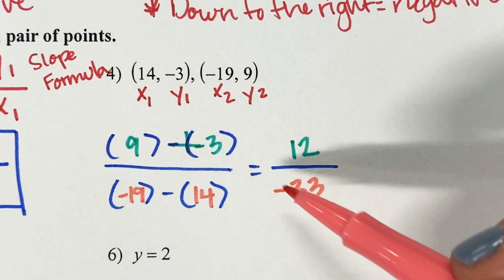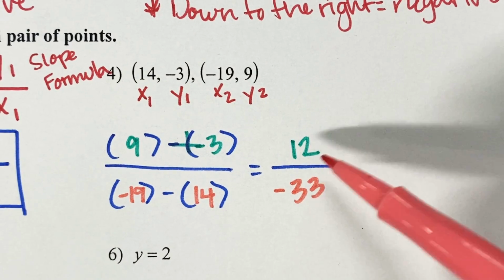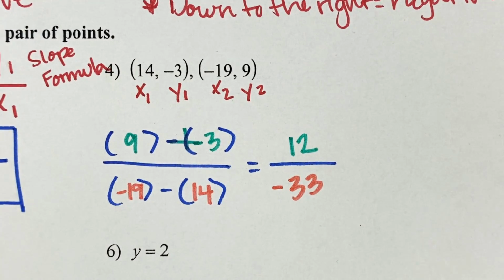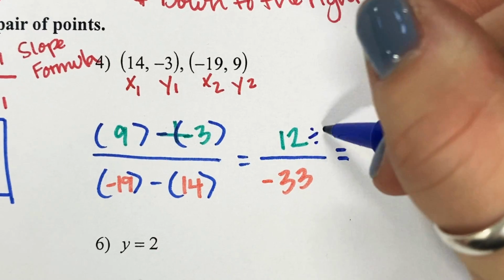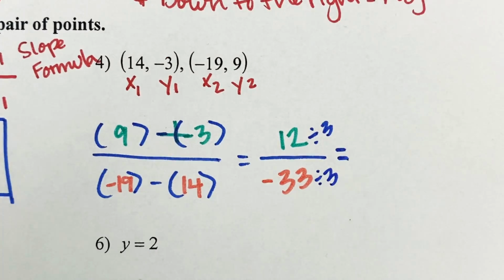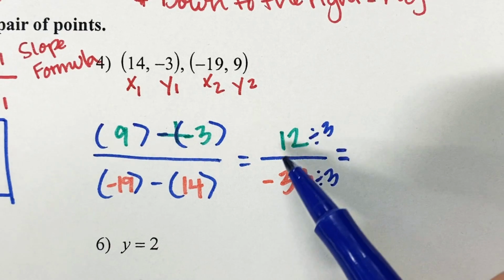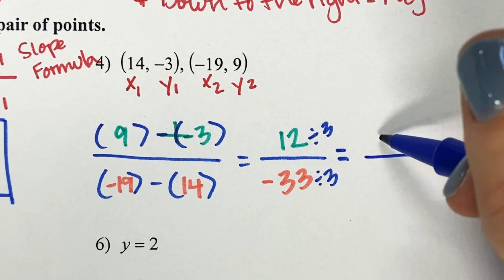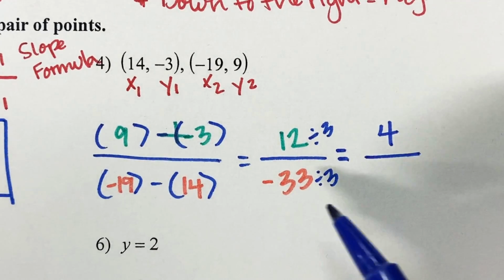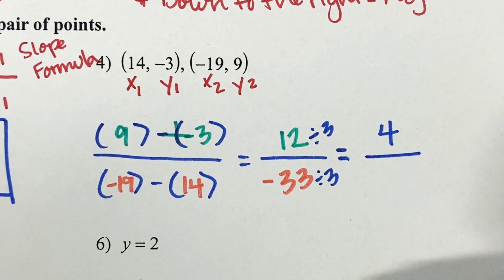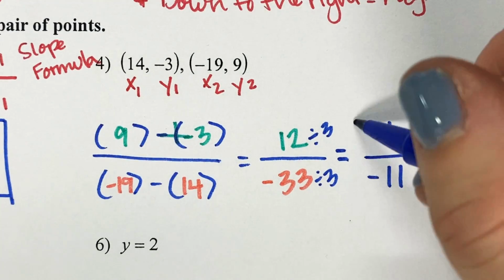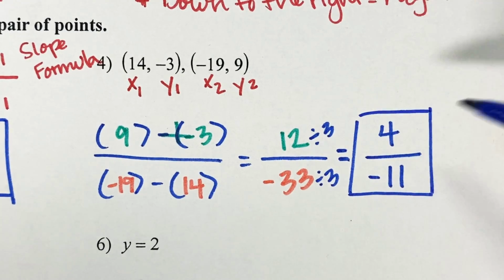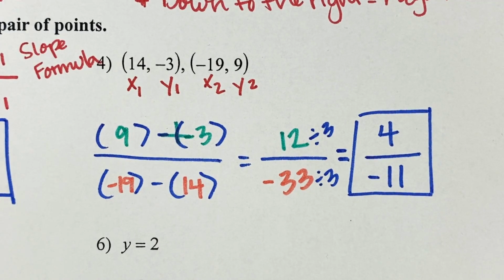Now, there's no number that... actually there is. Oh, we can reduce this. I was wrong. So we can reduce 12 over negative 33 because again, we can divide both of these by 3. What is 12 divided by 3? It's going to give me a 4 on top. And what is negative 33 divided by 3? Negative 11 on bottom. Now there's no number that we can divide both of them by, so that is as reduced as it'll be.